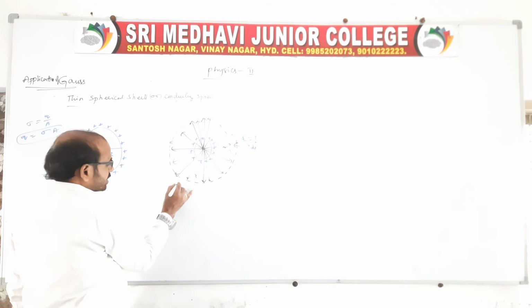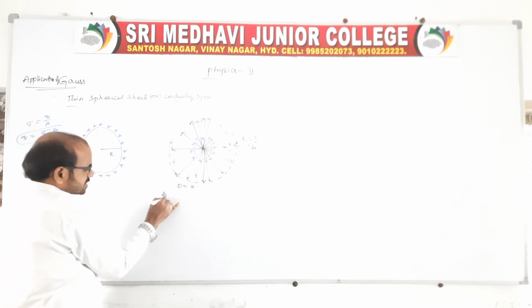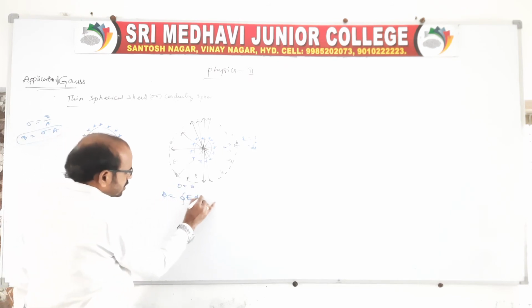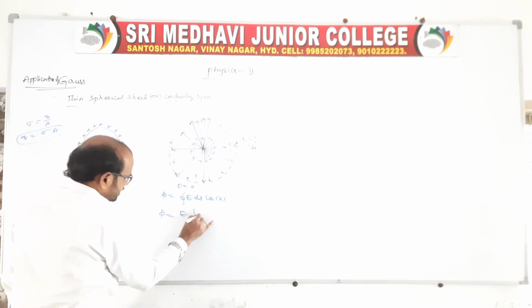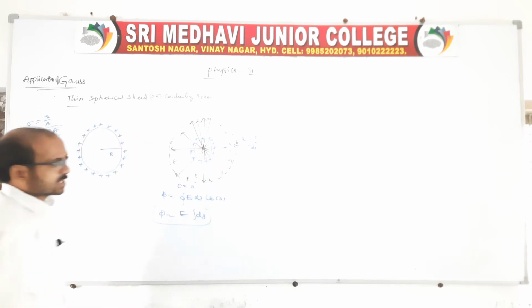Here theta is equal to 0. Therefore, flux is equal to closed integral E ds cos 0. Of course, cos 0 is 1. Then it is E into integral ds. This is the flux coming out from that area, right?